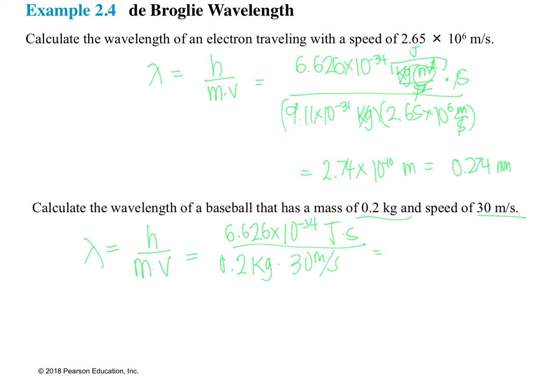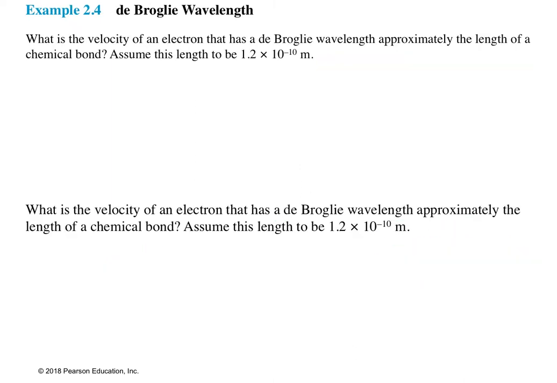So when we plug that all in, we get a wavelength for a baseball of 1.1 times 10 to the negative 25 meters. So you can see that there's a reason why we can't see a baseball waving in the air: its momentum is so large compared to that of an electron that it doesn't really appear to have a wavelength, but it technically does. It's just really, really tiny.